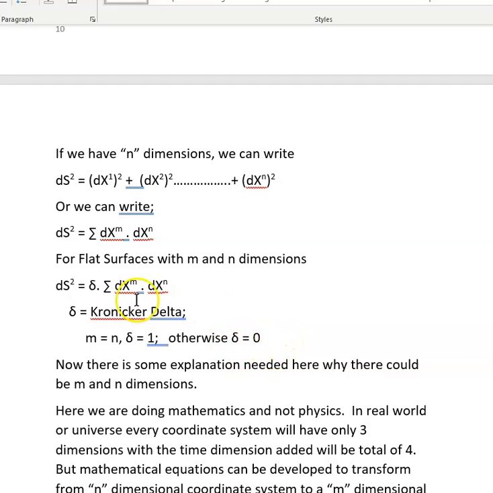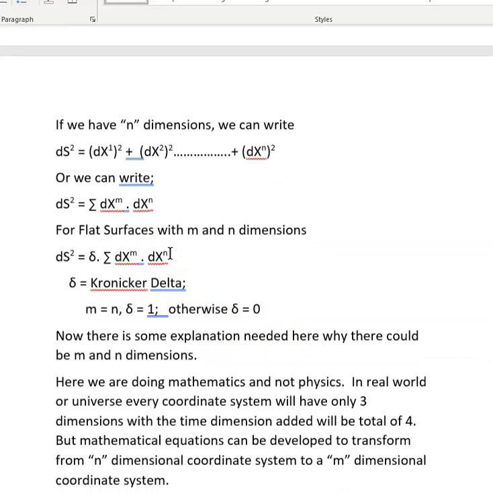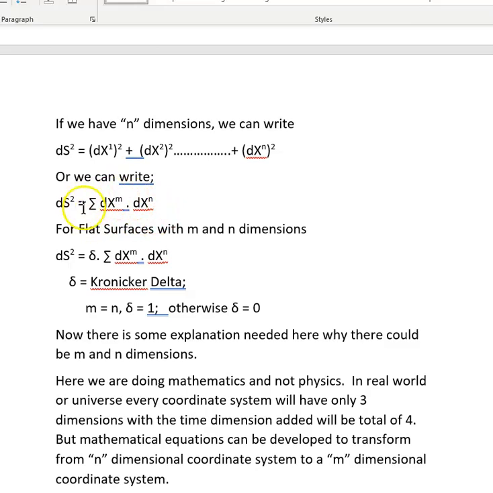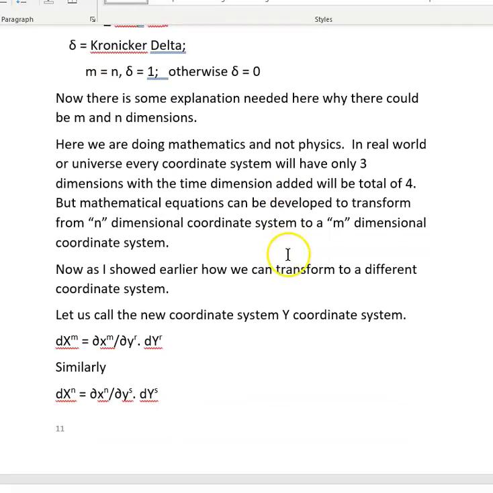So if we have m equals 1 and n equals 1, it would be dx1 squared, and in that case delta is 1, so that dx1 squared stays. If m equals 1 and n equals 2, they are not equal, then delta is 0, and that term becomes 0. So for flat surfaces, you get the Pythagoras theorem here.